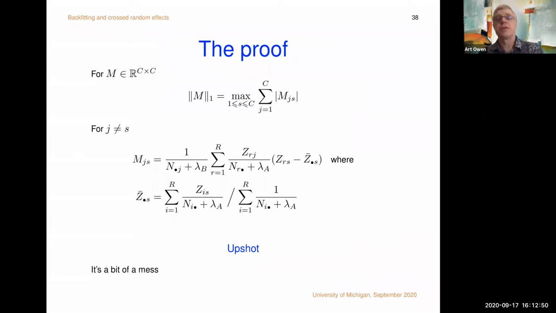Okay, here's the proof. Let me grind it out. The one norm is the max over S of the sum over J of this absolute value. And if J is unequal to S, wow, here's our expression. ZRS is, did we see RS together? This is the average in column S. We take shrunken averages of that, shrink it down again, and then what is that ZS bar? That's actually a shrunken average itself. Okay, upshot of this, it's actually just kind of a mess. So it's really pretty awful.